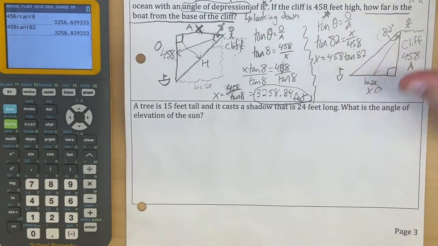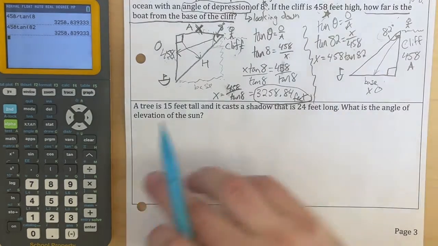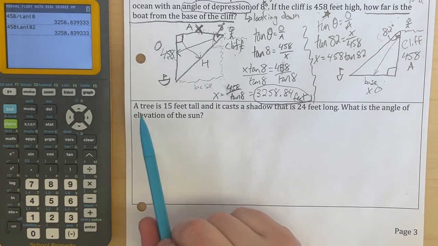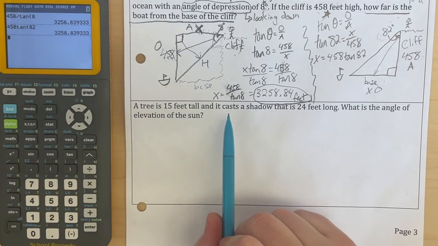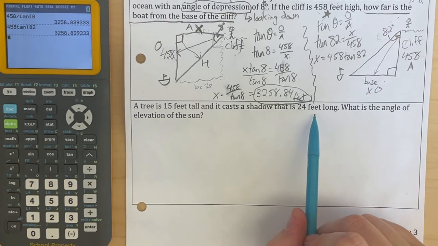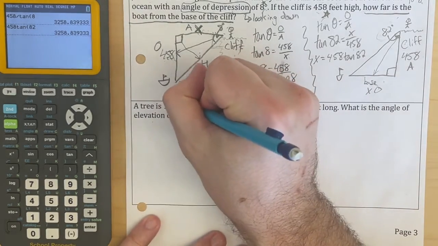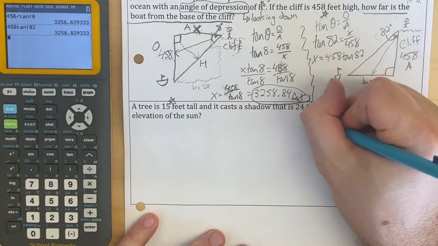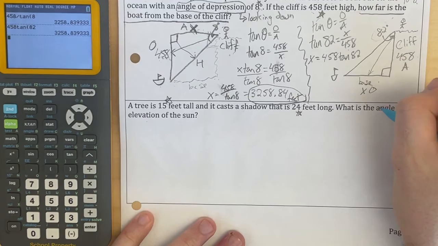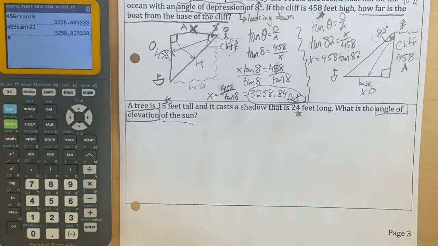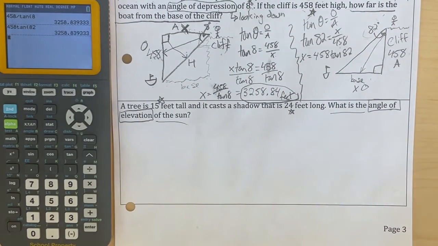All right, and then last one. So that's if you're missing a side length. However, what happens if you are missing the angle? Just like before, make sure you can draw the picture first. So it says a tree is 15 feet tall and it casts a shadow that is 24 feet long. What is the angle of elevation of the sun? So we have it's 15 feet tall, the shadow is 24 feet long, and it says what is the angle of elevation of the sun. So we're looking for that angle, so make sure that your answer is going to be in degrees.